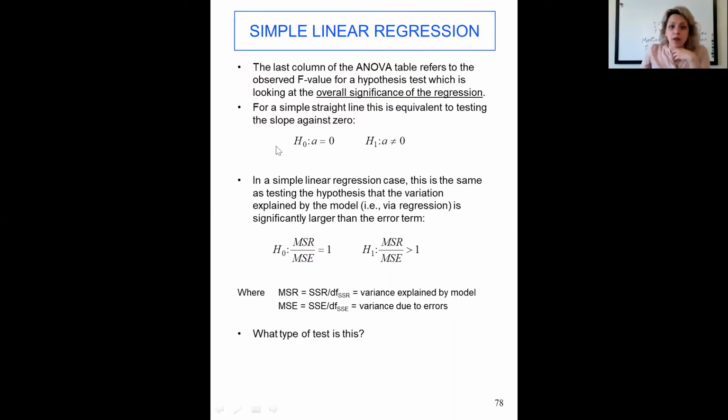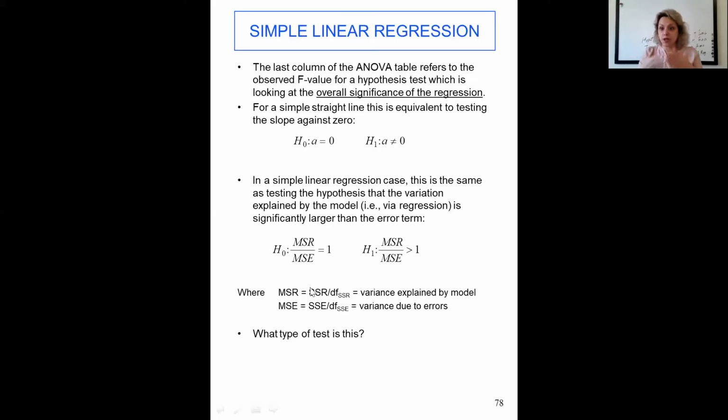So it would be A is equal to 0, or A estimate is equal to 0, and then H1 is that our slope is not equal to 0, the slope of the model. In a simple linear regression case, this is the same as testing the hypothesis that the variation explained by the model via regression is significantly larger than the error term. When we want to test this, our test statistic is the F test. So MSR over MSE.